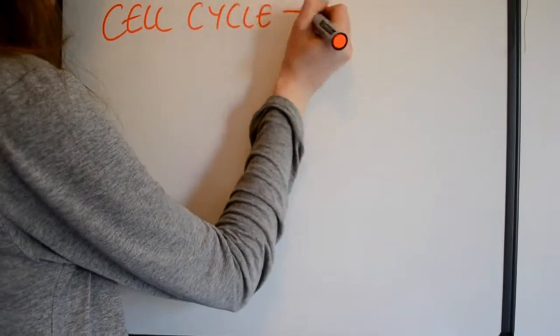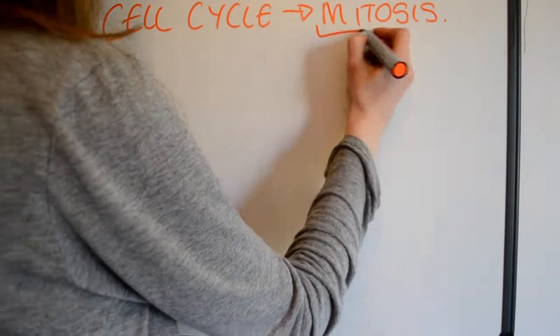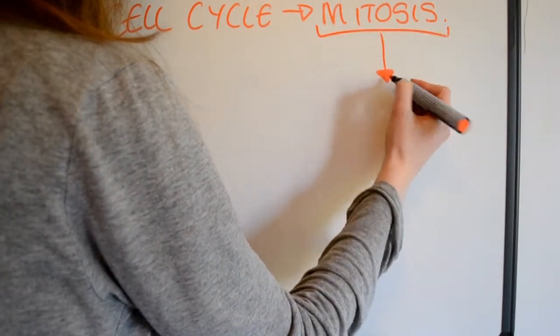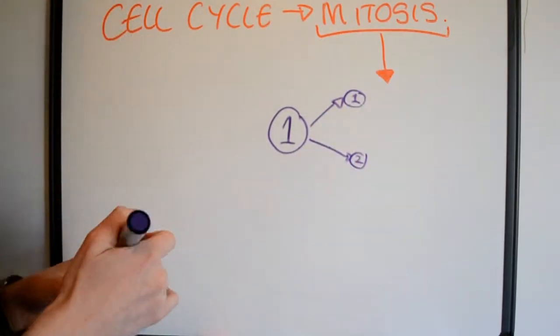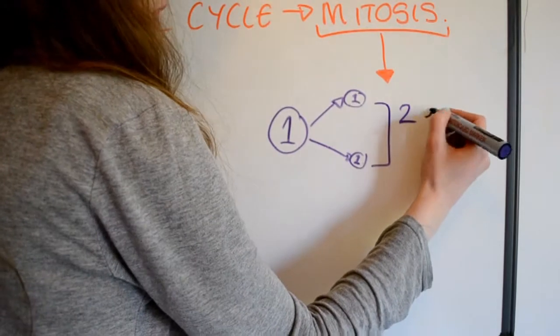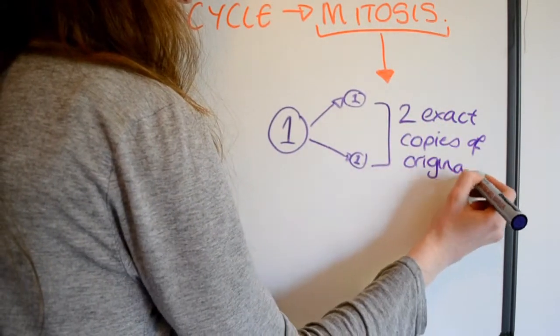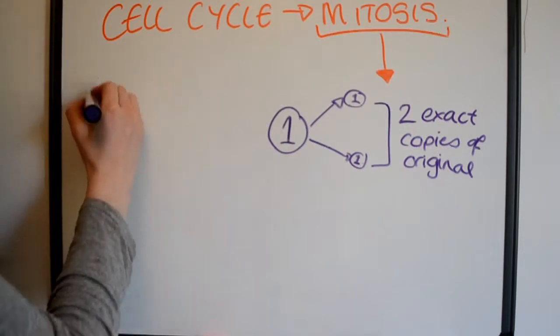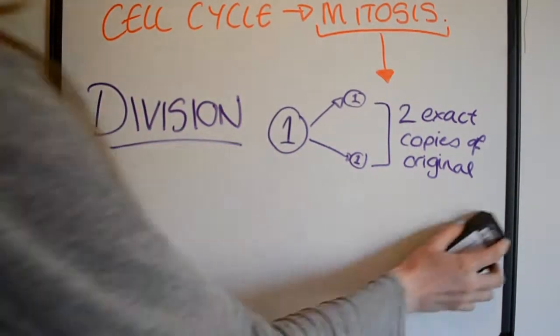Okay, so now we're going to be talking about mitosis, the bit at the top that was in the cycle originally. So mitosis is basically the splitting of cells to get 2 exact copies of the original cell, so basically 2 daughter cells. Yeah, there we go, I've written it. Oh, and there we go, there's 2 of me now. And this is through the process of division.